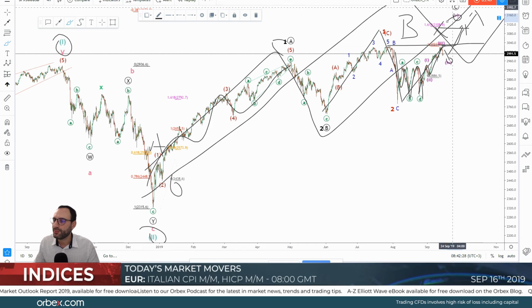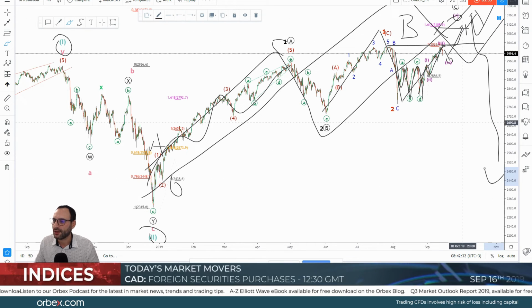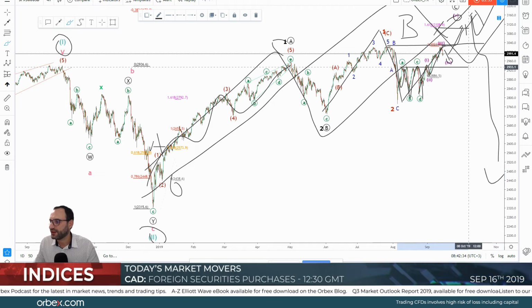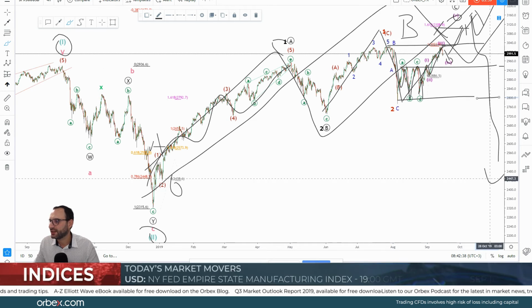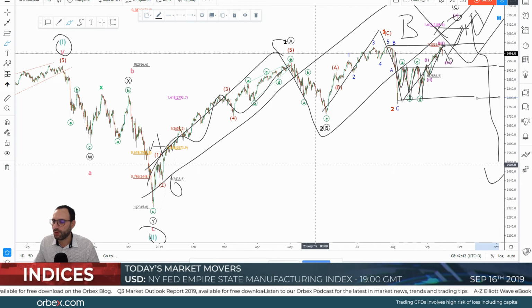Then from here, either down and up, or we're going to break down and move all the way to the downside. Of course, there are successive levels that we need to break, 29.50, and then 28, etc. So this would be for the day.